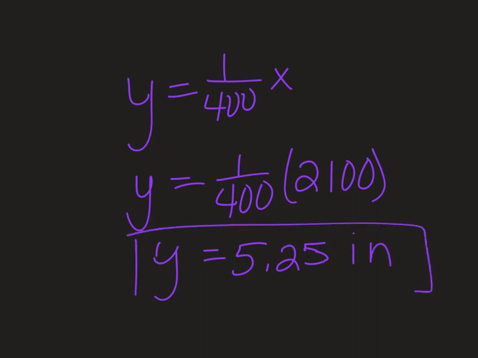So that's how knowing a relationship is proportional can come in handy, because then you can use that constant rate to find your equation, and then you can continue from there.